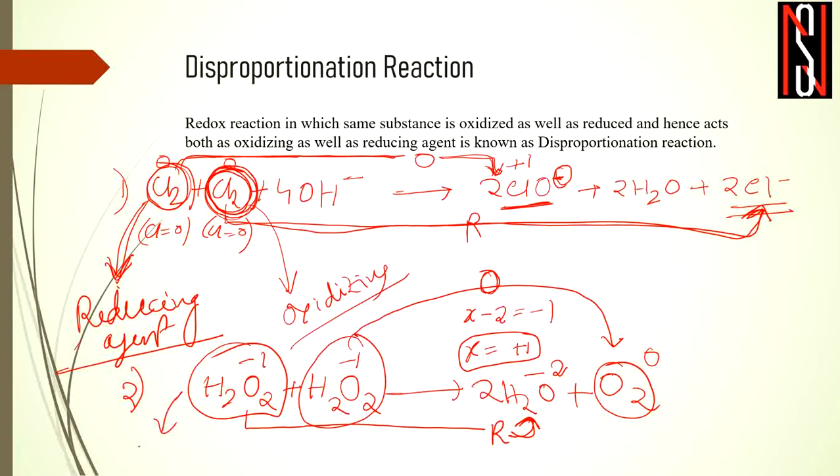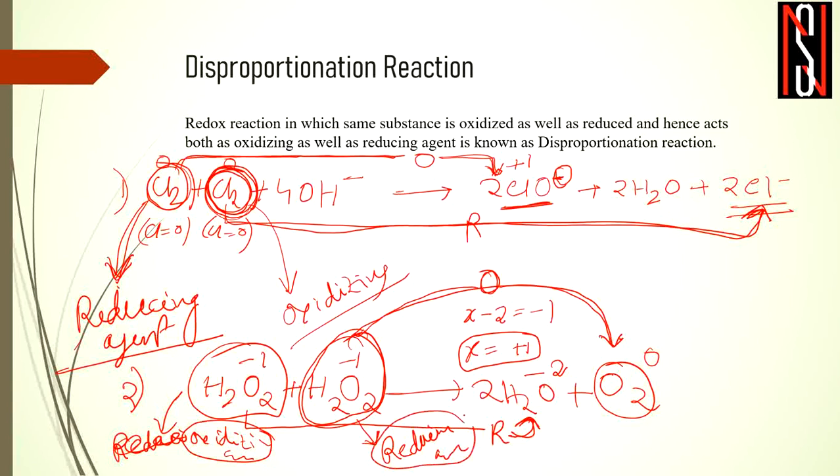Okay, so now this H2O2 would be an oxidizing agent, right? Because it is oxidizing the other H2O2, whereas itself it is reduced, and this other H2O2 is itself oxidized to O2, that is, the oxidation state of oxygen changes from -1 to 0, whereas this H2O2 has the property to reduce others. So therefore it will be a reducing agent.